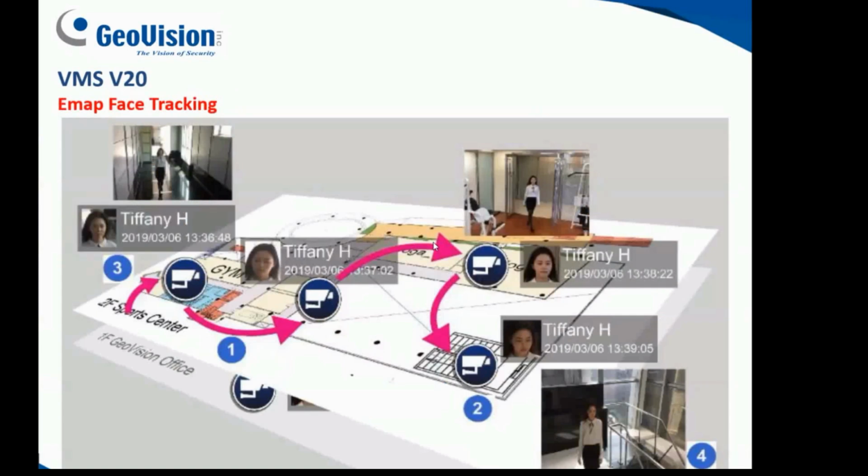This is what I talked about a little bit earlier when I was mentioning the EMAP face tracking feature. The VMS V20 does have the ability to upload a floor plan of your facility into the software. You can lay out icons on the map that show where those cameras are physically located in your building. And if they are all facial recognition cameras, you will see the path that the user has traveled throughout the facility. So it helps you to investigate where they have gone, and then you can do further investigation from that.